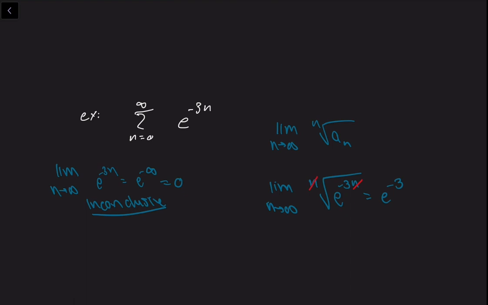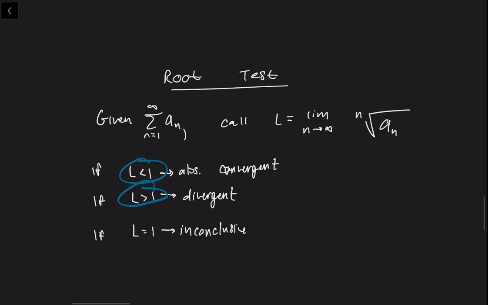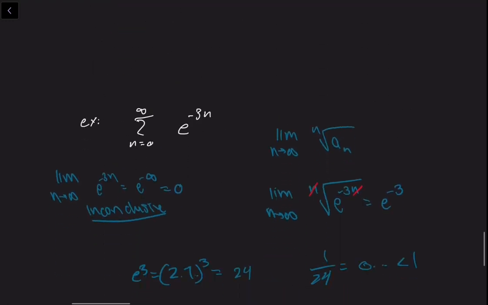Because e cubed is equal to 2.7 repeating cubed, right? So it's somewhere between 8 and 27, 2 cubed and 3 cubed. Let's call it probably around 24, 25. And 1 over 24, 25 is 0 point blah, blah, blah, whatever. We just know that it's less than 1. What do we say when the limit was less than 1? If the limit is less than 1, it is absolutely convergent. So we'll say this is absolutely convergent by root test.